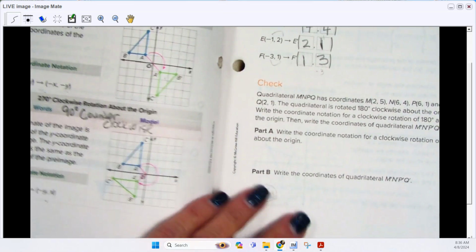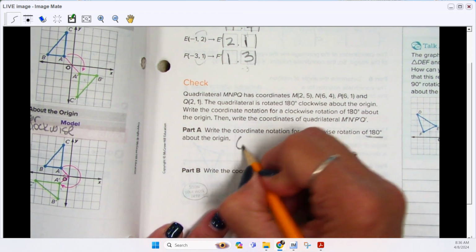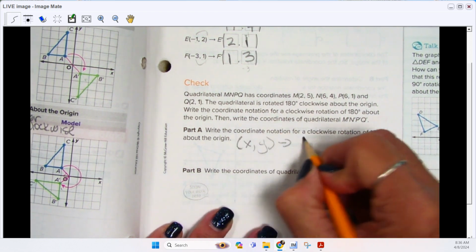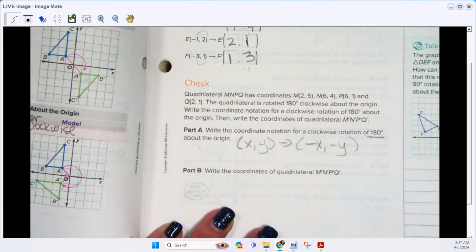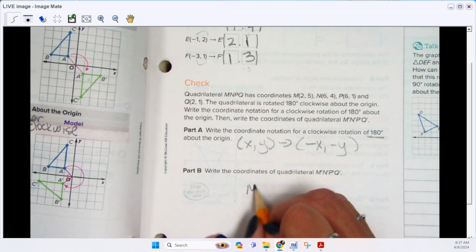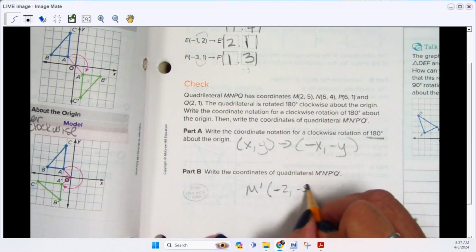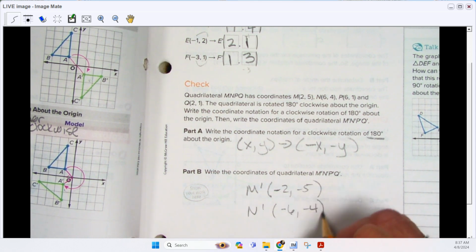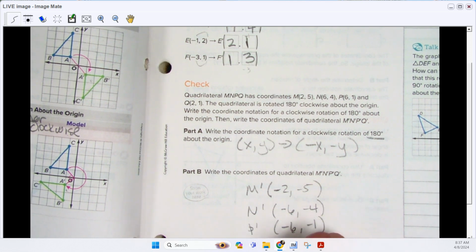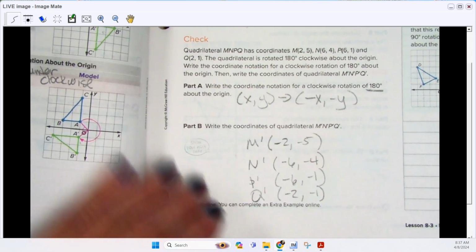Okay, so down here it asks about our 180 degrees. So I'm going to do -x, -y. 180 degrees, I just take the opposite. So if I'm looking at this M prime, I'm just taking the opposite. So negative 2, negative 5. N prime, I'm just taking the opposite. Negative 6, negative 4. P prime, negative 6, negative 1. And Q prime, negative 2, negative 1.